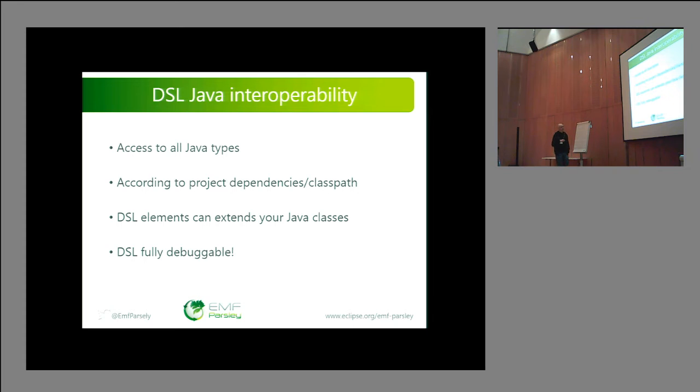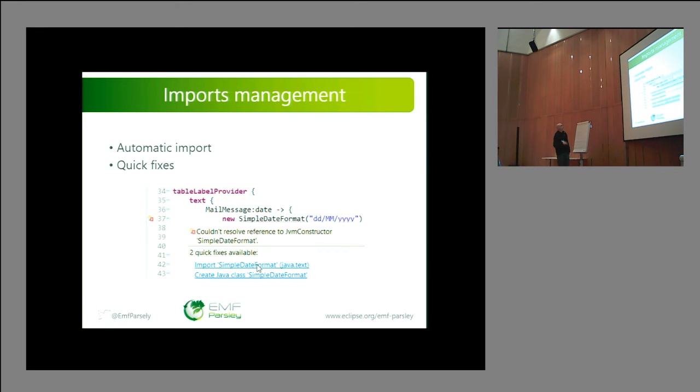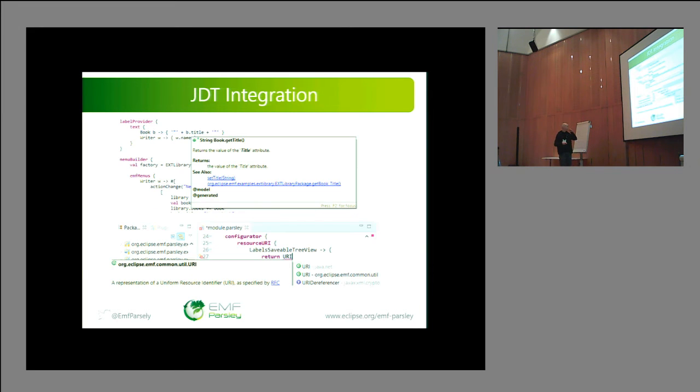The DSL elements can extend your Java class, so you can write customizations with Java and use them in the DSL, and again, everything is debuggable. Automatic imports: just like you do with the JDT editor, you don't have to write the imports. They can be either automatically inserted or we have quick fixes for them. JDT integration: you can hover on elements in the DSL and see the Javadoc of the corresponding Java class.